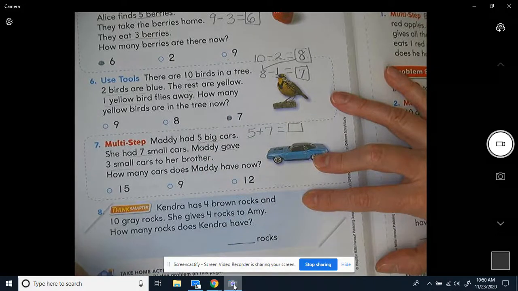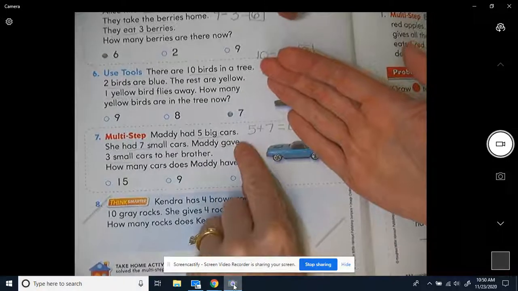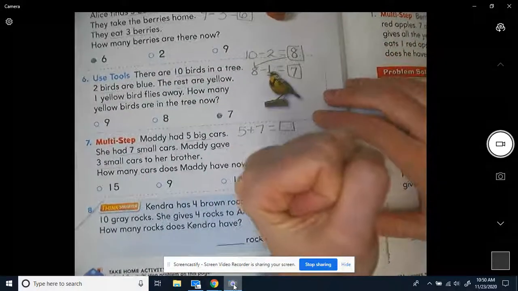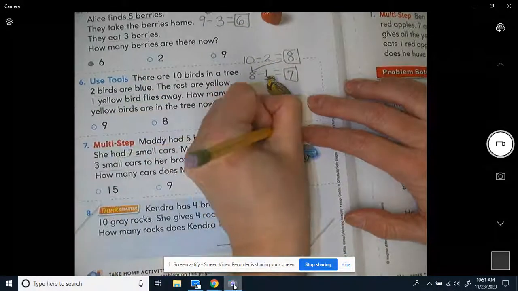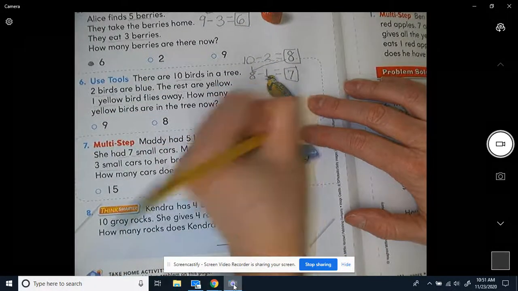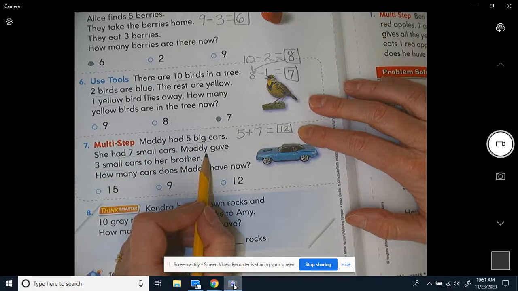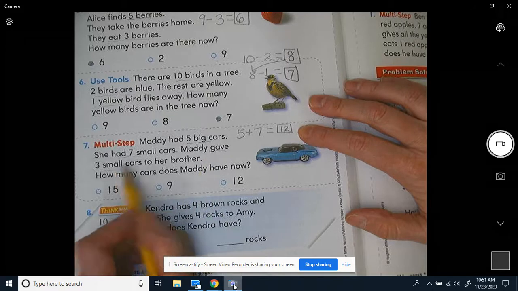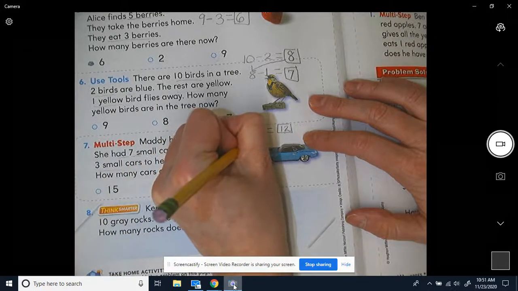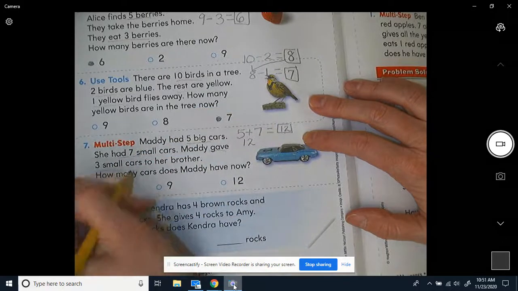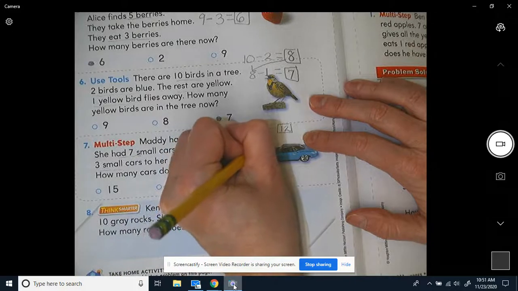Well, what's 5 plus 7? Let's count on. Let's put 7 in our fist and count on 5. 7, 8, 9, 10, 11, 12. In this problem, it really didn't end up mattering whether they're small or big because she had 12 altogether and she ends up giving 3 of them away. So she has 12. If she gives 3 away, are we going to add or subtract 3? We're going to subtract 3.